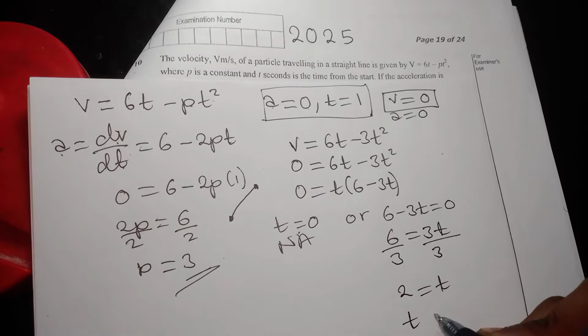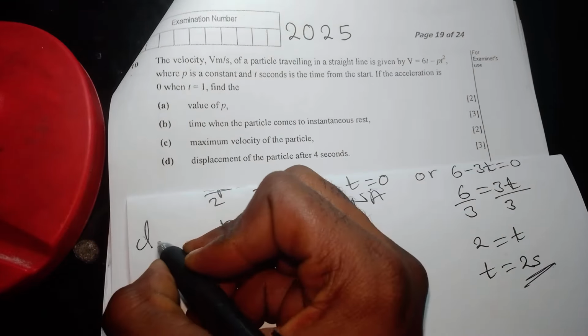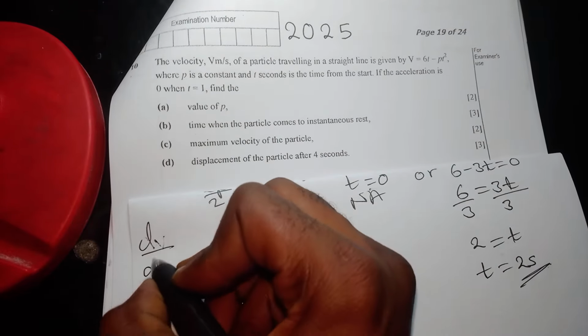Then the next part is the maximum velocity of the particle. So we all know that at the maximum point, dv/dt is always 0. So if you've been given y is equal to maybe ax squared plus bx plus c, if you want to find the maximum value of this, you can take advantage of the fact that dy/dx at the maximum point is always equal to 0. The same applies to this.